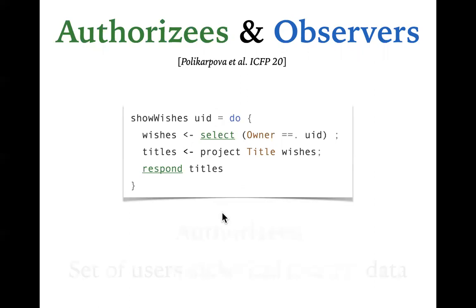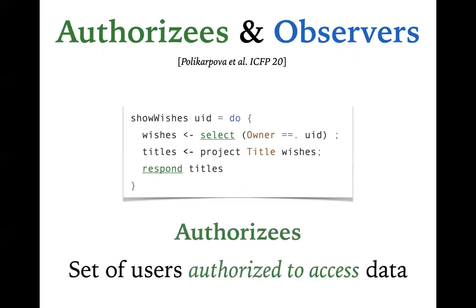So remember, we're trying to figure out this server, and we're trying to do information flow control. So the key idea is the following. For each of these sub-computations, you can think of the entire show wishes as an entire computation, and you can think of each line or each statement here as a single sub-computation. We are going to track 2 sets of users. The first set of users is the set of authorizees, which I think of as the set of users allowed by the policy who are authorized to access that particular data.